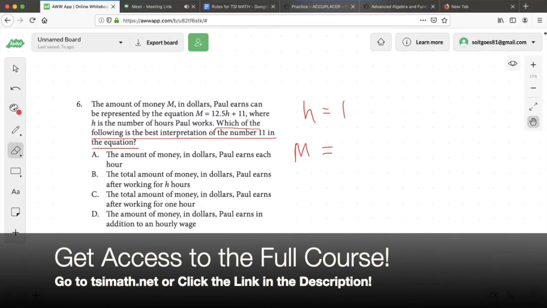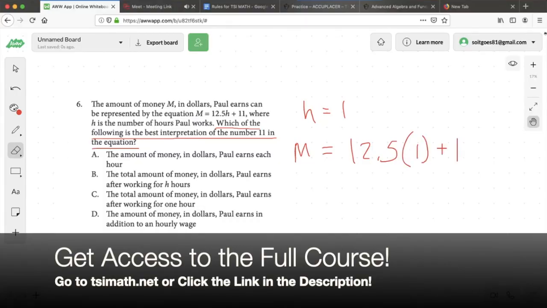Well, it's 12.5 times H, right? That's what 12.5 H means. And like we said, H is 1. We just made it 1 up here, but we're testing that value. So we're just going to plug it into the equation: 12.5 times 1, plus 11.